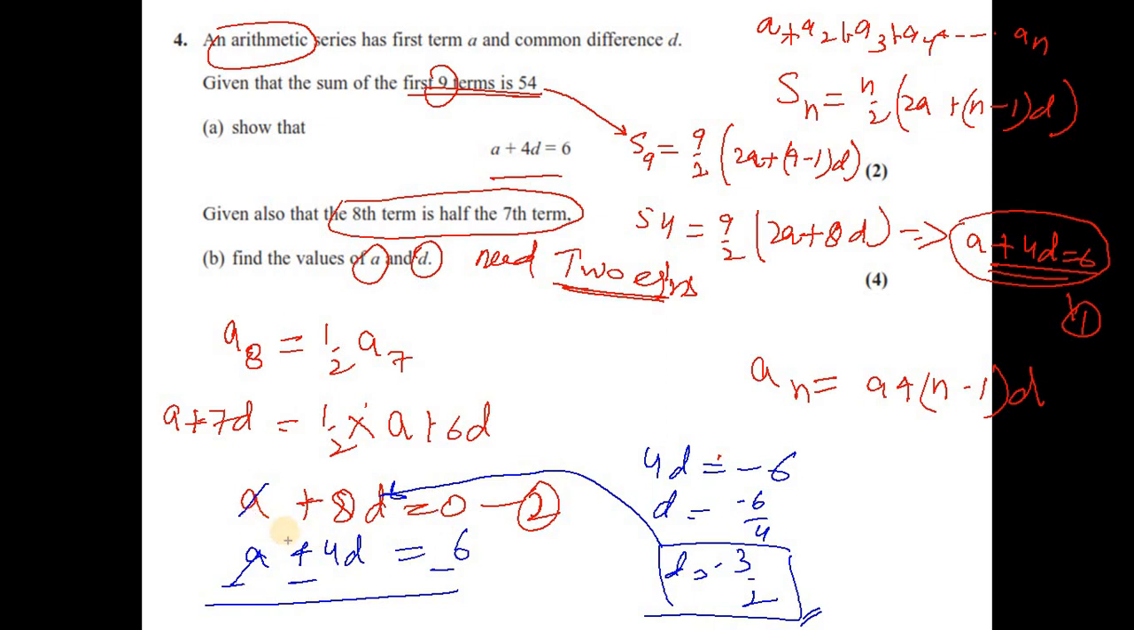If you do that, A would be equal to A plus 4 times D, so minus 3 by 2, 4 times minus 3 by 2 is minus 6, and then A equal to 12. This is your value of A.